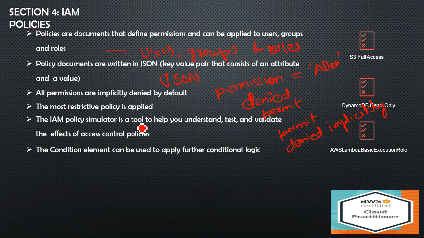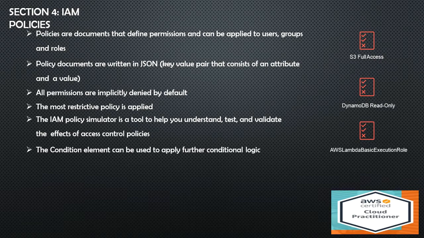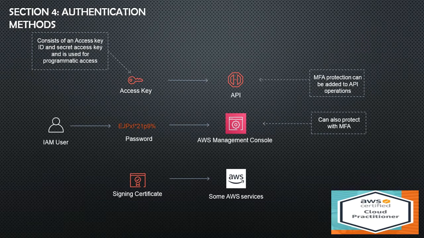IAM Policy Simulator is a tool to help you understand, test, and validate the effects of access control policies. So you have this simulator tool, which you can use to test the policy. The condition element can be used to apply further condition logic. So you can have the condition element in the policies to define access or block access to certain services, or access to the console, whatever you want. You can do a lot of things using IAM. So this is just the beginning. When you have your hands on, you will learn a lot of things.